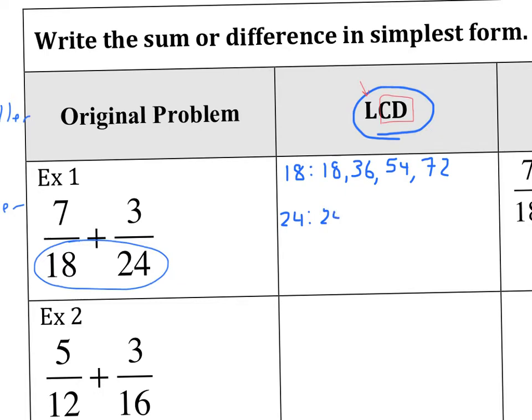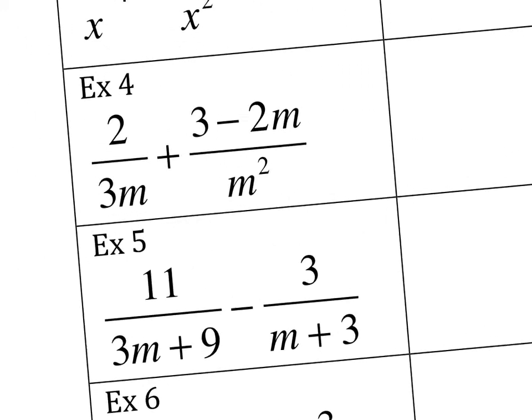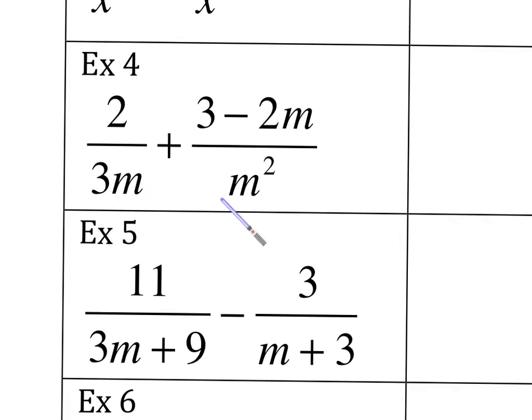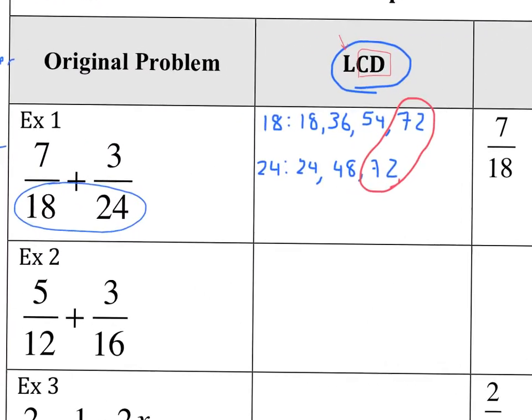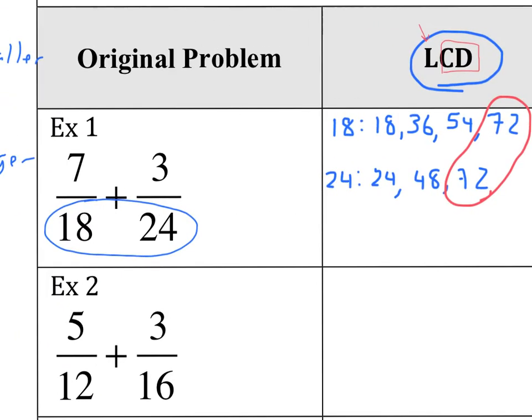24 times 1 is 24. 24 times 2 is 48. Times 3 is 72. The moment you get the first overlap, there is your LCD. Okay, that's one way to find it. The downside of this is that it takes a lot of work writing things out, and it doesn't work so well when you have complicated problems that have variables and subtractions, etc. I don't like that. All right, so I'll show you an alternate way, which is called the ladder method.